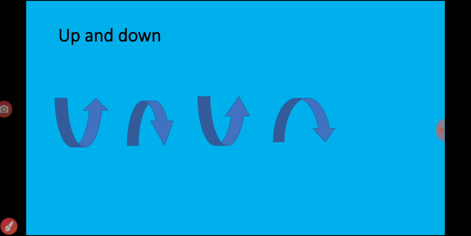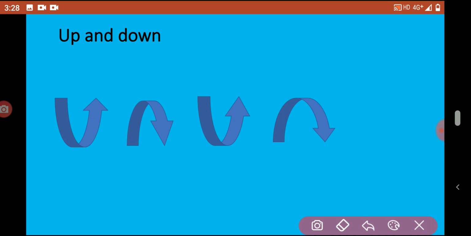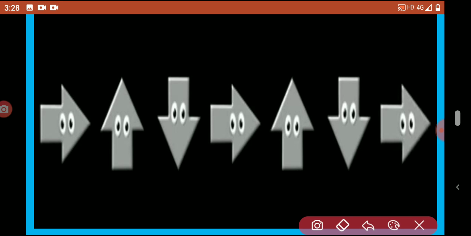Now let's take another example. In this example we use the positions up and down and we have to find out the next one. First it's position up, then down, up, then down. So in this example the pattern of up, down is followed. So after down there is up position. Now let's take another example.